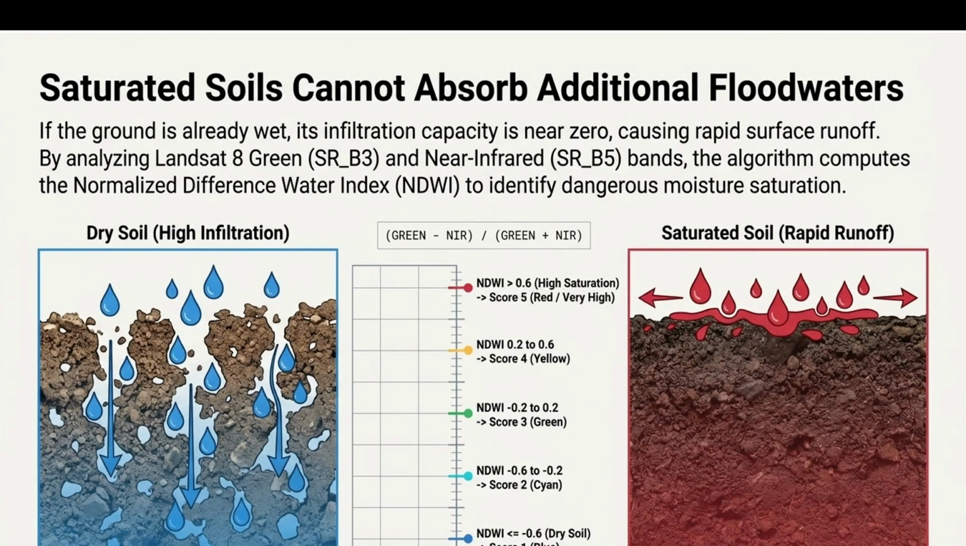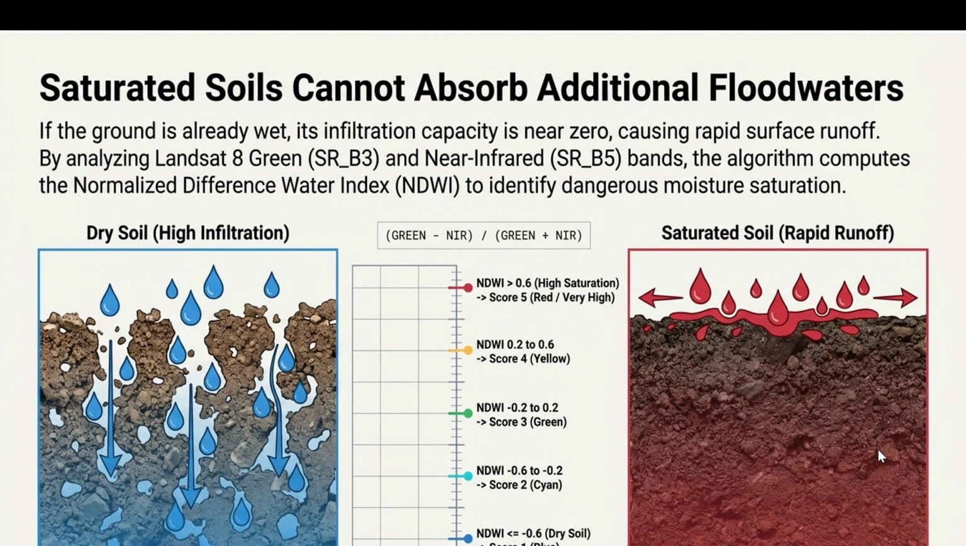Then saturation. Saturated soil cannot absorb additional flood waters. You can see a dry soil and a saturated soil. Moisture is very high for the saturated soil, and very low for the dry soil. Dry soil has very high infiltration, but saturated soil has no infiltration, so it's a rapid runoff. Water easily runs off from this soil and is not absorbed.